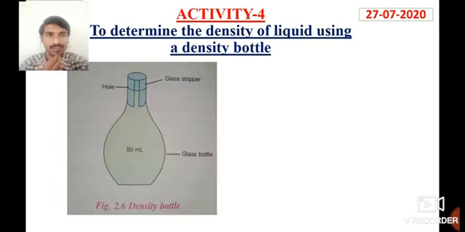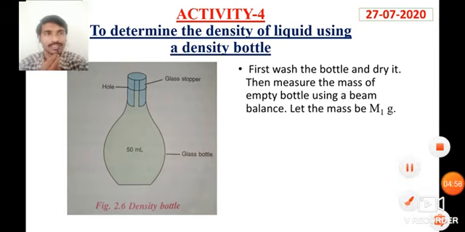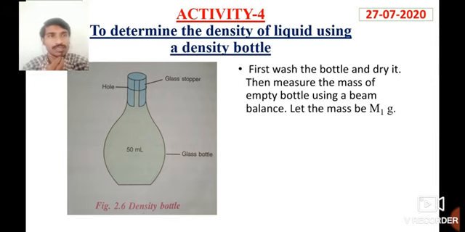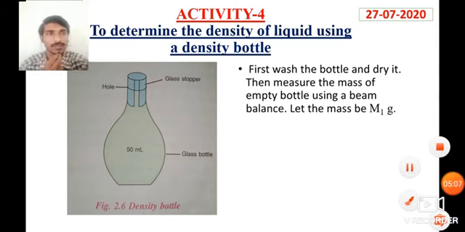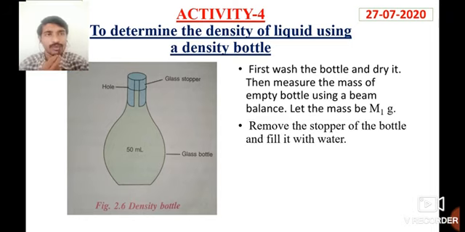This is the figure of the density bottle. First, wash the bottle and dry it, then measure the mass of the empty bottle using a beam balance. As we did in the case of the beaker, here you have to wash the density bottle and dry it. Now measure the mass of the empty bottle using a beam balance, and let it be m1 gram.